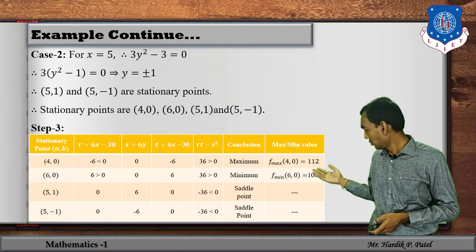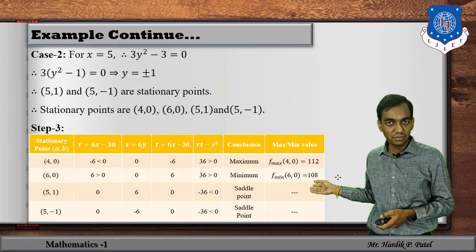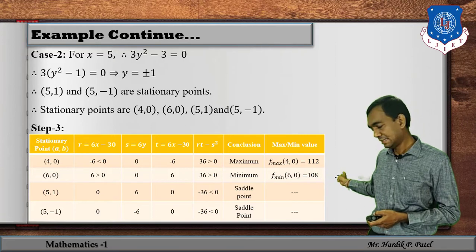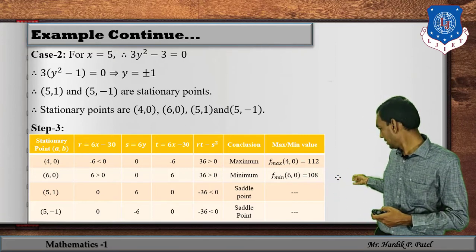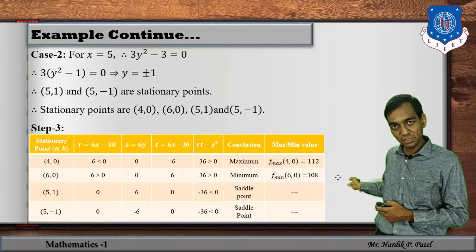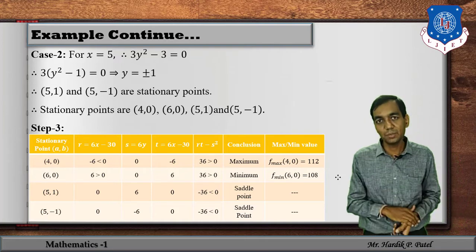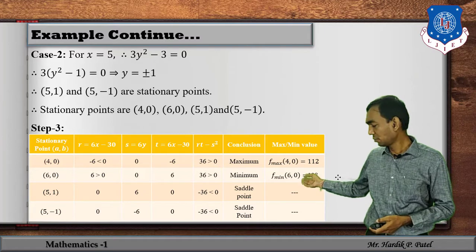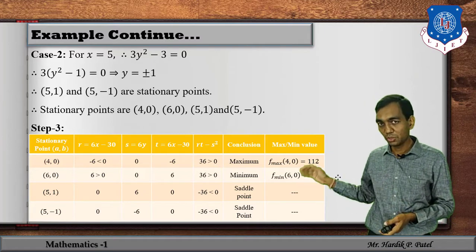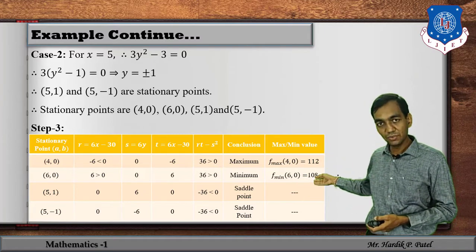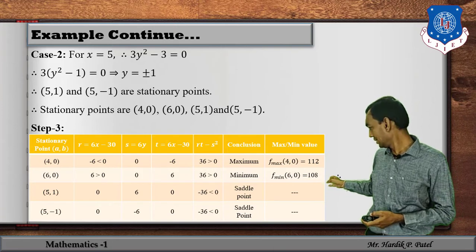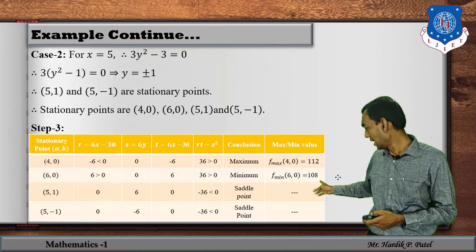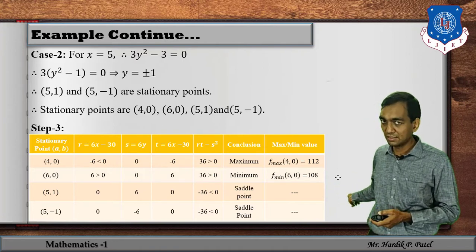So, for these 4 points, we are going to draw a table. In the table, first we are taking points, secondly R, S, T, then RT minus S square, then the conclusion: maximum, minimum or saddle point, and at last we are going to take the maximum or minimum value. Okay. Now, the first point is (4, 0) and we are going to put this value in R, S, T, then we will have R is equal to minus 6, S is 0, T is minus 6. And that will give RT minus S square is 36.